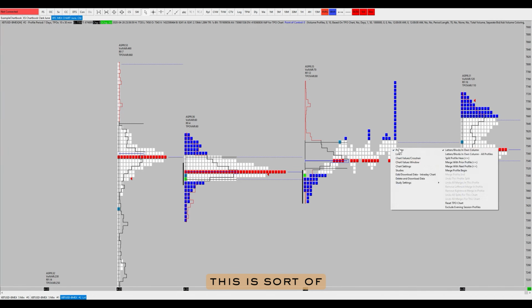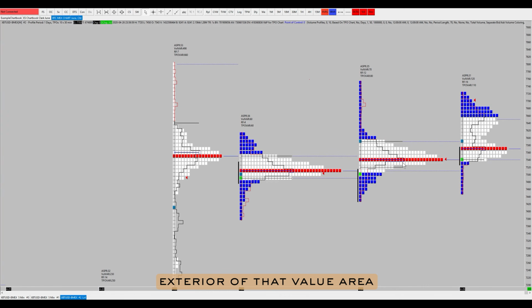And again, this is sort of going to be your exterior of that value area. So the value area high, value area low, and point of control. The point of control is where most of the time occurred within the TPO chart, and the point of control for the volume profile is where most of the volume occurred. Now, on this structure, we have things that we're going to get into more specifically.